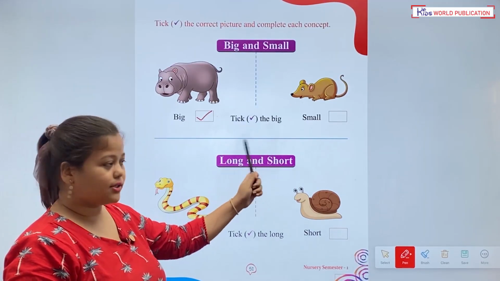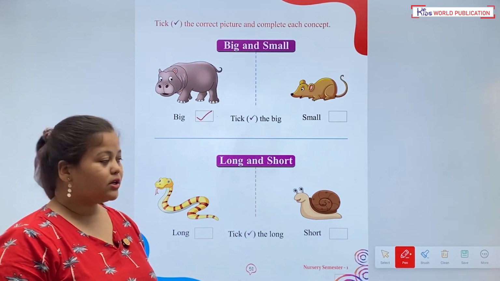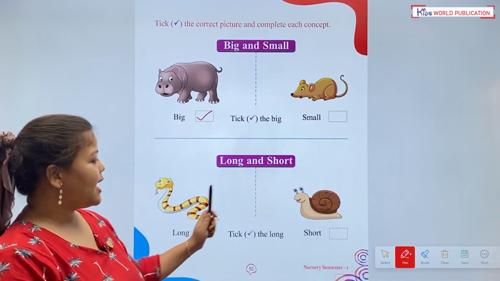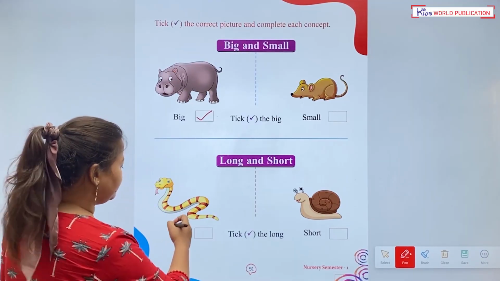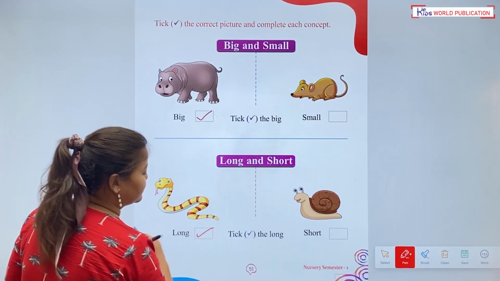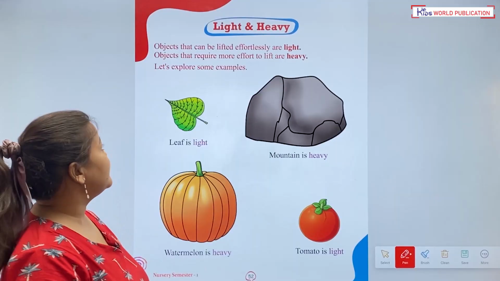Long and short. Tick the long. So, long and short. Which picture is long? This is long.